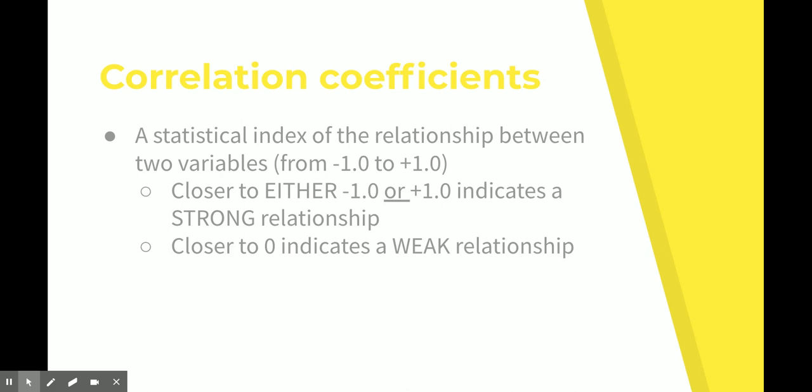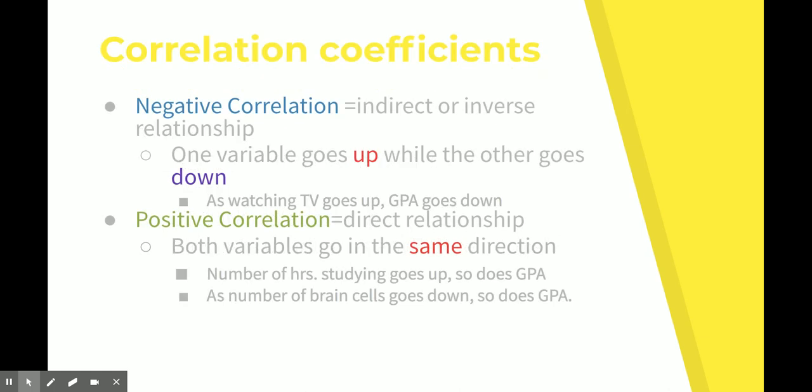So this is a statistical index of the relationship between two variables, and this number is always somewhere between -1 and +1. Okay, -1 to +1. And the closer to either -1 or +1 indicates a strong relationship. If it's closer to 0, it indicates a weak relationship. Okay, and I'll clarify more for you. So here's what that might look like.